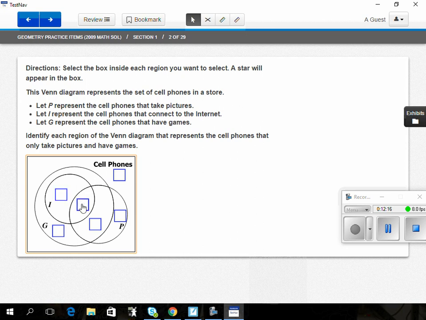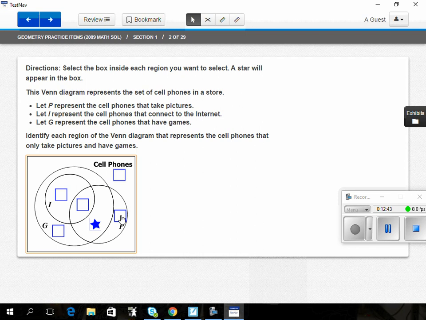Only takes pictures and have games, and means it has to do both of those. So it must take pictures and have games. If it said or, wouldn't that work? Yes. Or means it can be either or, but because of the word and, that's the only correct answer.